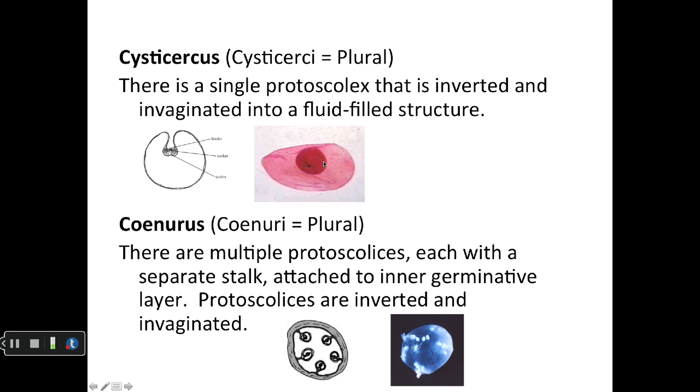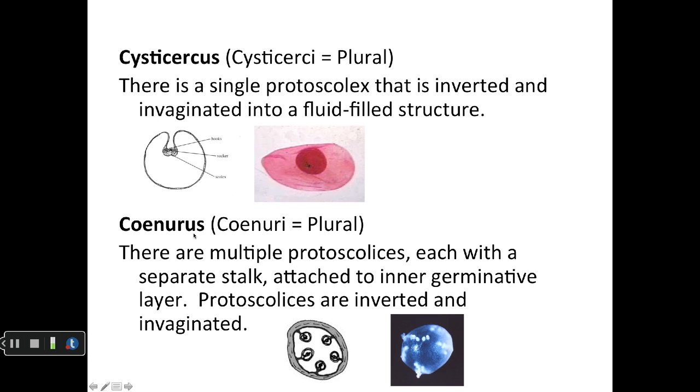And this is the way a cysticercus looks when it's been stained. And here you can see the protoscolex. The size on this is about the size of a medium-sized pearl. And actually they kind of look like pearls when they're present in the muscle tissues of the host.